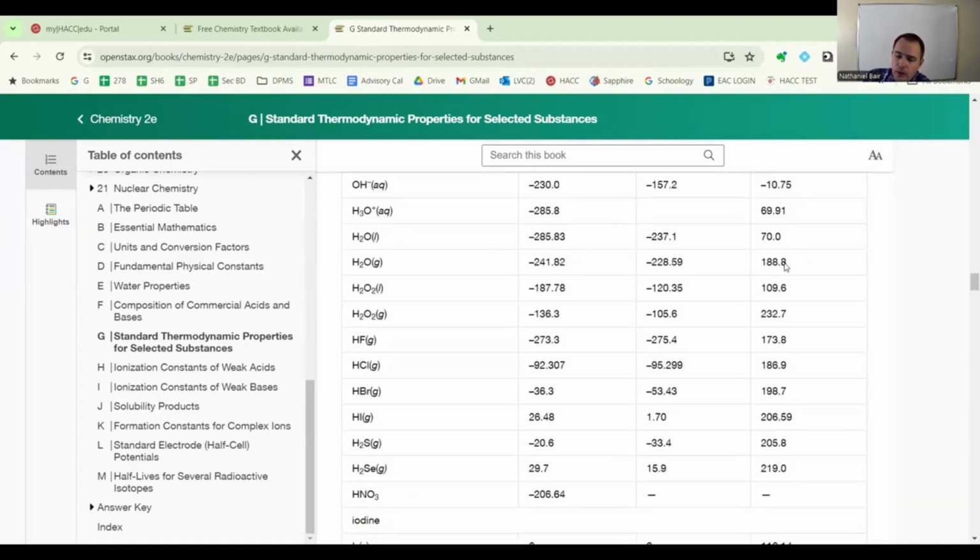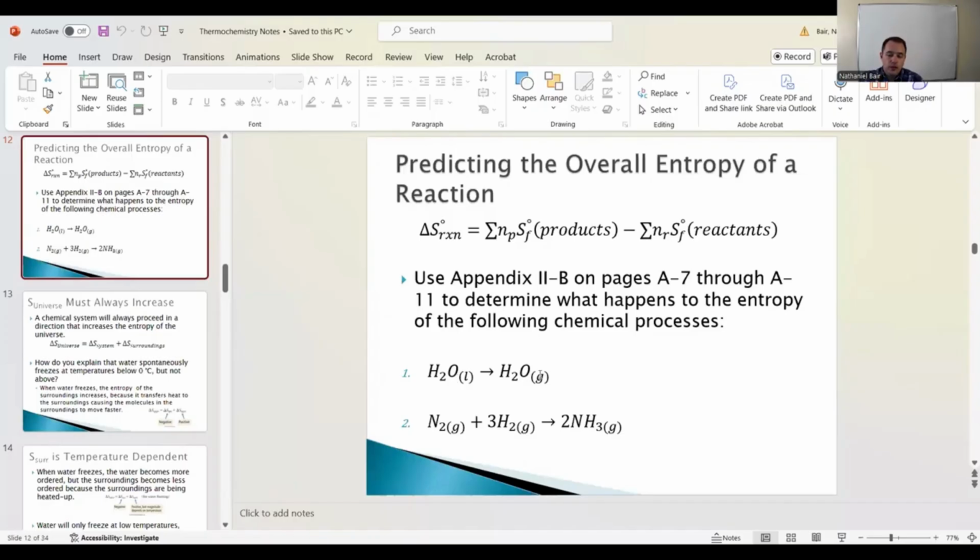So we want the gas minus the liquid. So that's going to be 188.8 minus 70. We don't even need to write that down. It's going to be a positive 118.8, right? Positive. Now, did you make a prediction that we would have an increase in entropy? Hopefully, we're going from liquid to gas. So hopefully you made that prediction, right? So we took the H2O gas minus the H2O liquid.